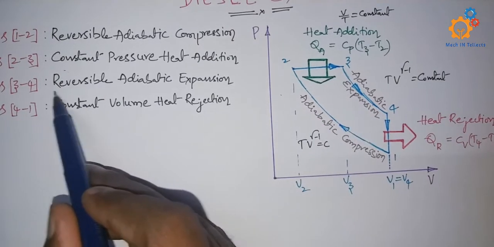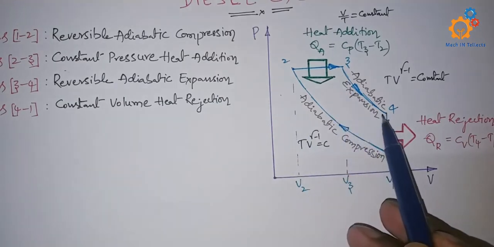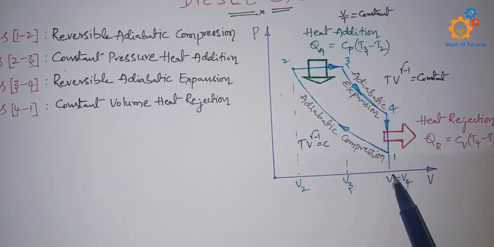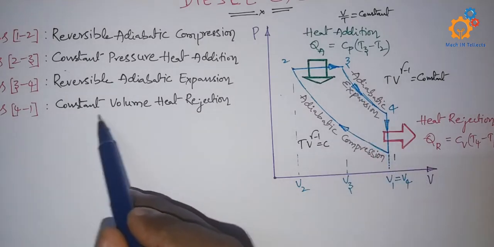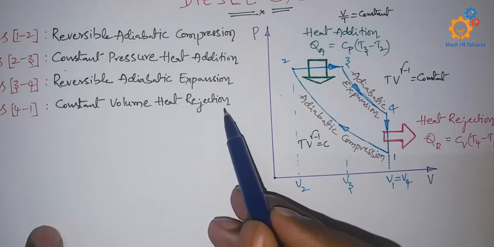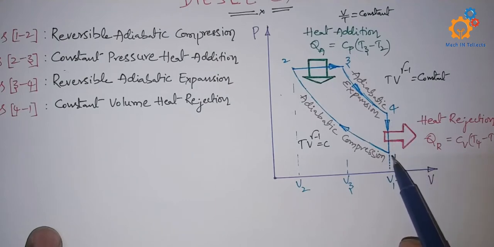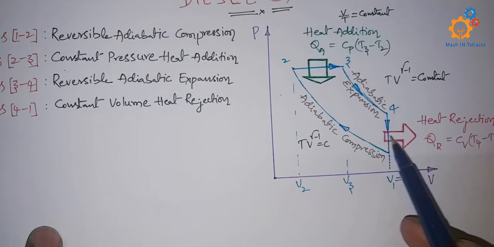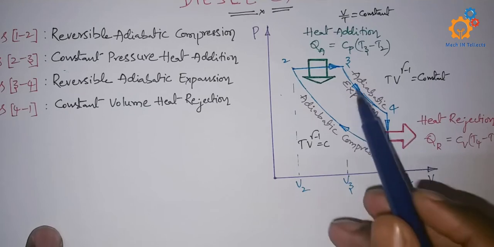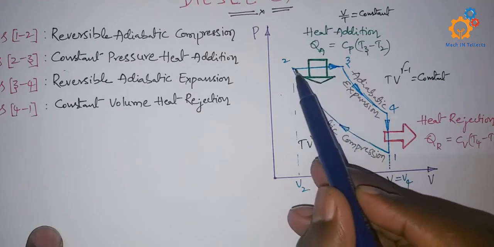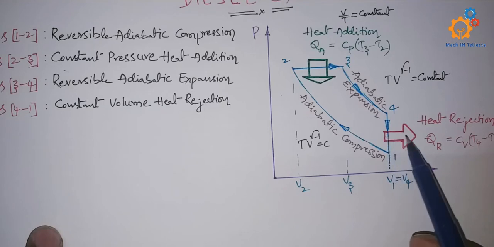And 3 to 4 is reversible adiabatic expansion. In the expansion process, we know that volume increases and pressure is going to reduce, right? And finally, constant volume heat rejection. In constant volume we have a vertical line, where in this process heat is rejected from the cycle. Okay, here heat is added into the cycle at constant pressure and heat is rejected from the cycle at constant volume.